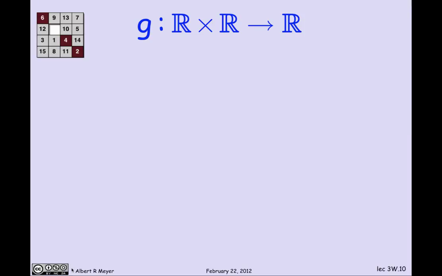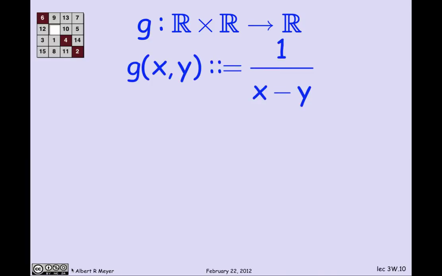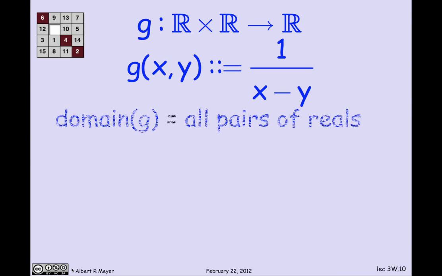So let's look at a calculus-like example. Here's a function g that takes a pair of reals and returns a real. It maps the real plane into the real line. And the definition of it is g of (x, y) is 1 over x minus y. Now, the domain of this function g is, in fact, all the pairs of reals.